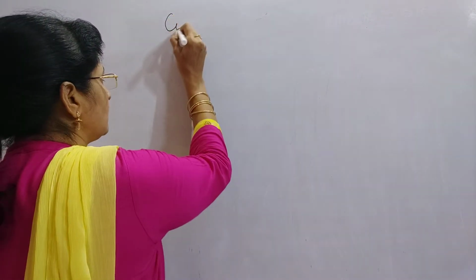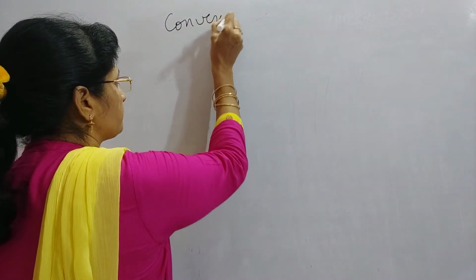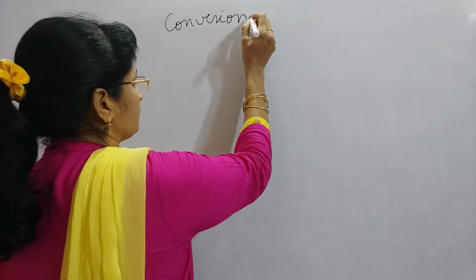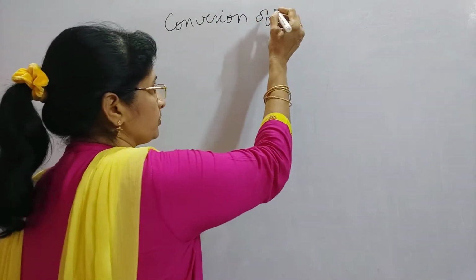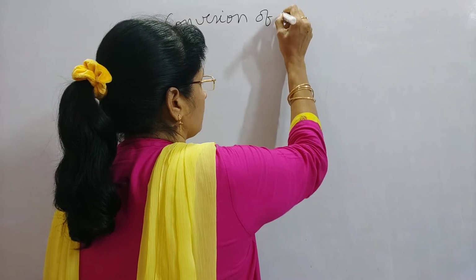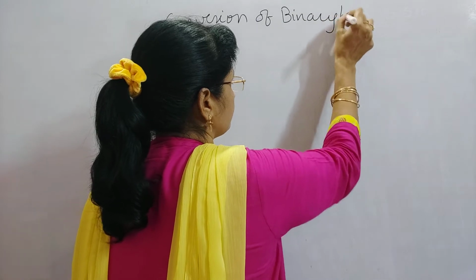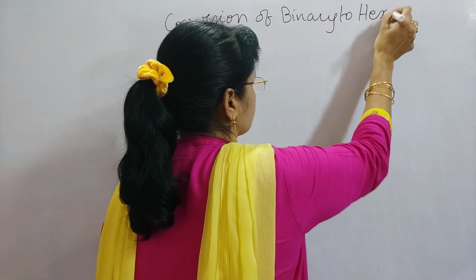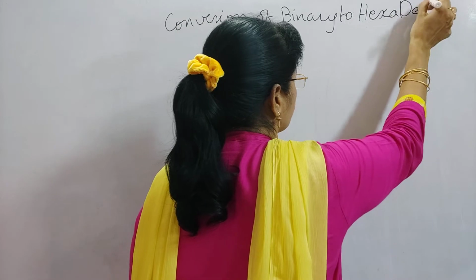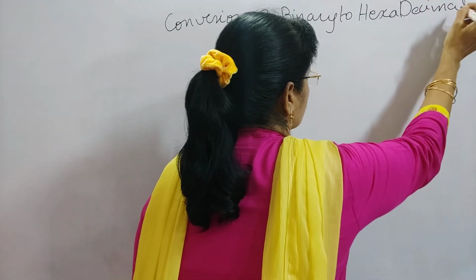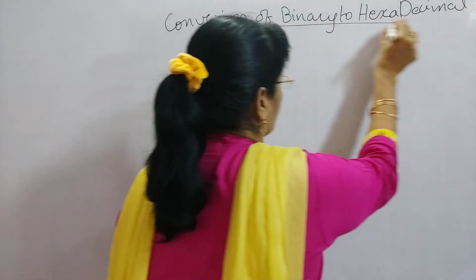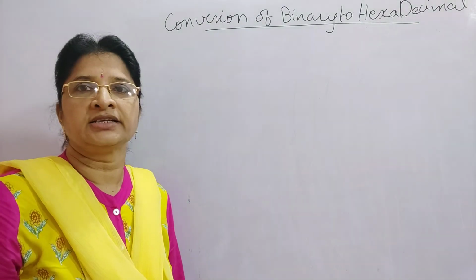Now I am going to discuss the topic conversions of number systems. In conversions of number systems, now we are going to convert a binary number to a hexadecimal number. Binary number to hexadecimal number.